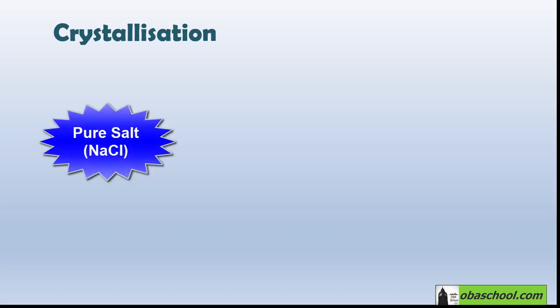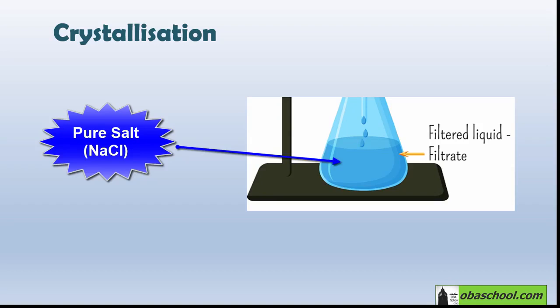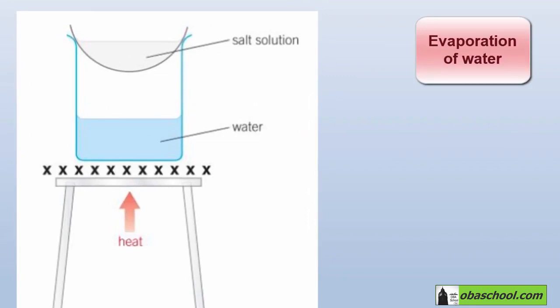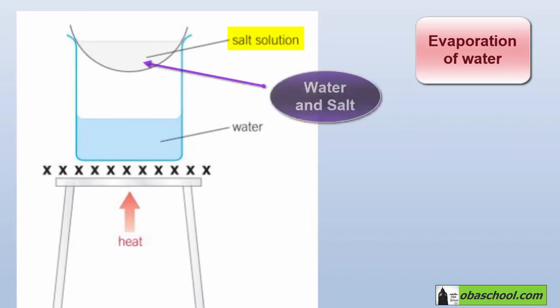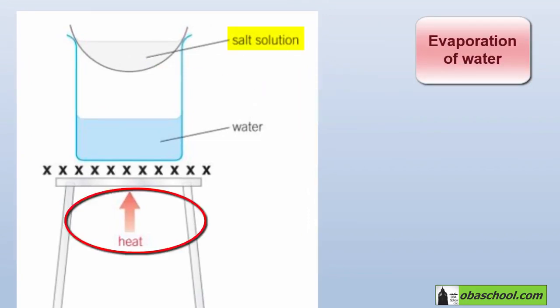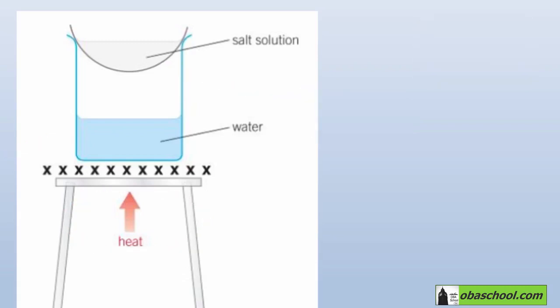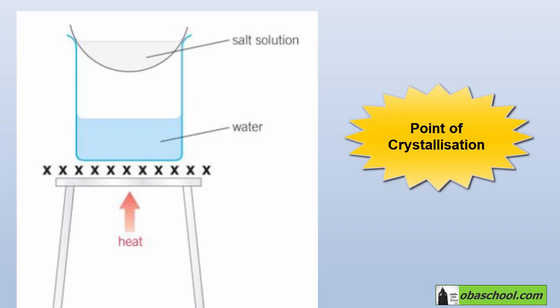For example, you are interested in collecting pure salt from the salt solution following filtration. So actually you want to separate NaCl from the filtrate. So to do so, you'll have to evaporate water from the NaCl solution by heating it in an evaporating dish on a water bath. So this is a gentler way of heating than heating the evaporating dish directly. You will stop heating when the solution is at the point of crystallization.